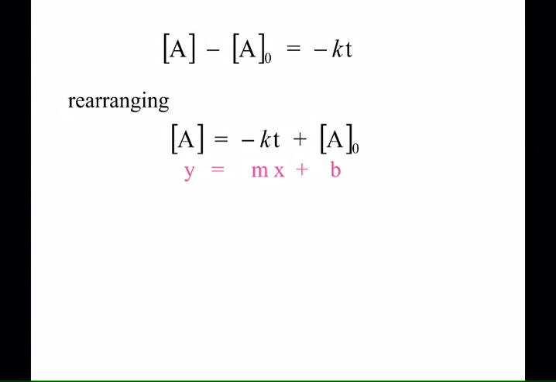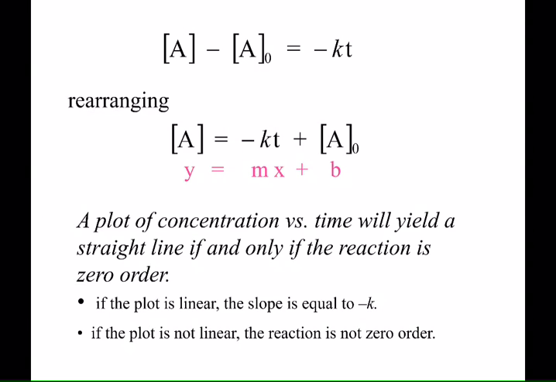If we plot along the y-axis the molar concentration of A, and along the x-axis time, we will get a negative slope. If it's zero order, it's going to be a nice straight line. Only if it's zero order will this plot give you a straight line. And the slope, like M, the slope of this is equal to negative K. It's wonderful.